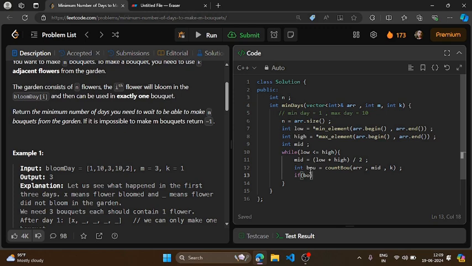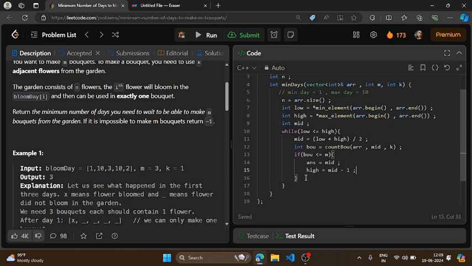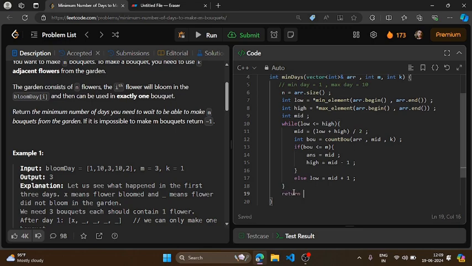So if my bouquets are greater than or equal to the required number of bouquets, then I have to consider this as a candidate of my answer, and I have to check for the lower days now. So I will keep my high as mid minus 1. Now again, if the number of bouquets is less than the required number of bouquets, then definitely I'll have to check for higher days, and I'll keep my low as mid plus 1. And here I will be returning my answer.